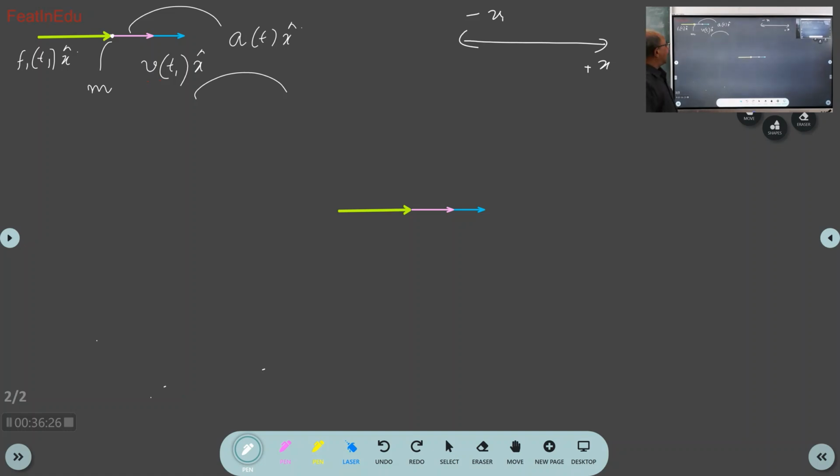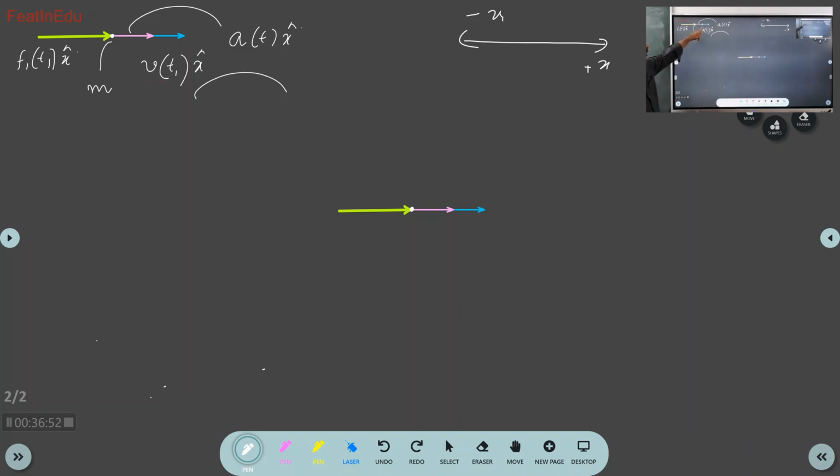I told you the same force will continue to act till time T2. So what will you do now? You will again do the same thing, but now you have to give appropriate names. The same three vectors will be there. Now start giving me the names.